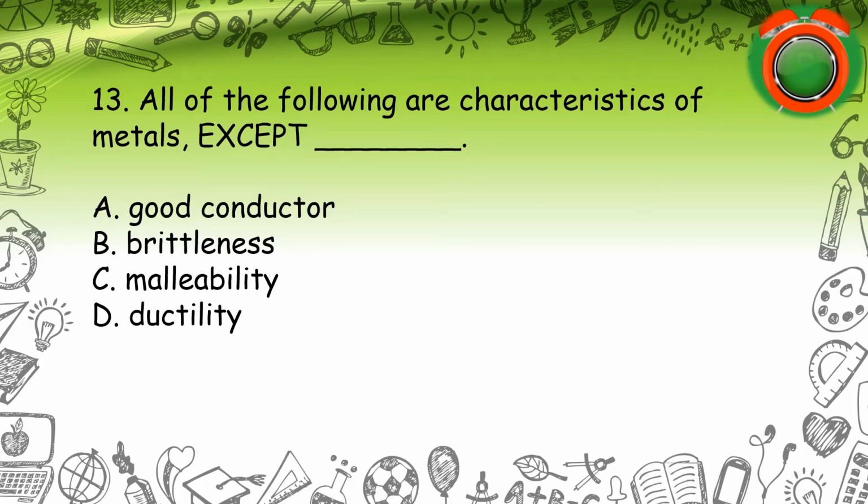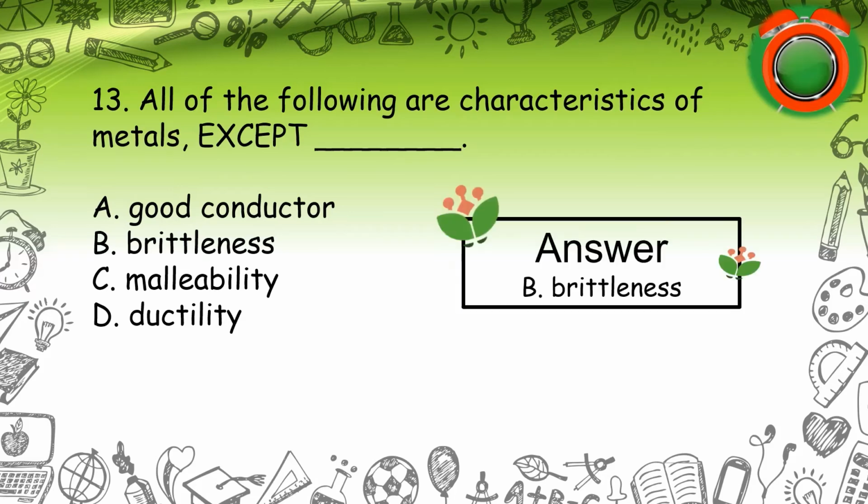Number 13 question. All of the following are characteristics of metals except A. Good conductor, B. Brittleness, C. Malleability, D. Ductility. The correct answer is B.